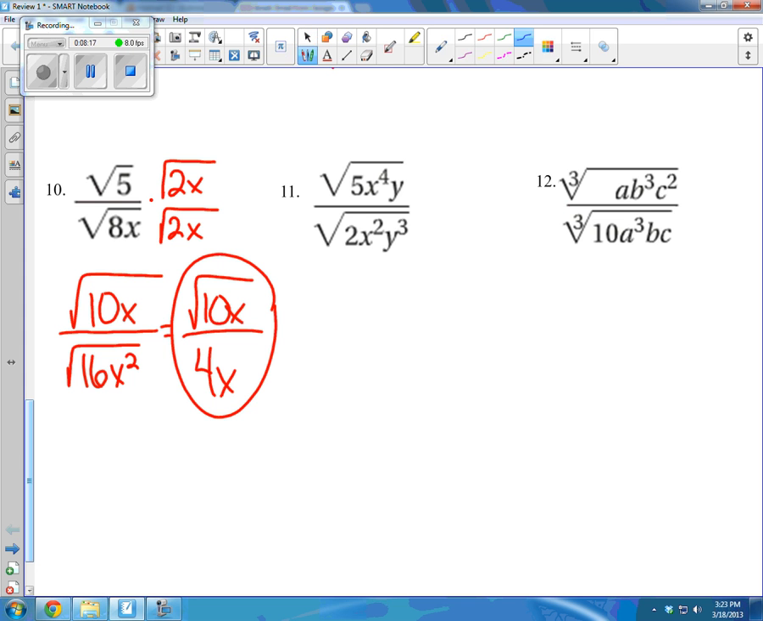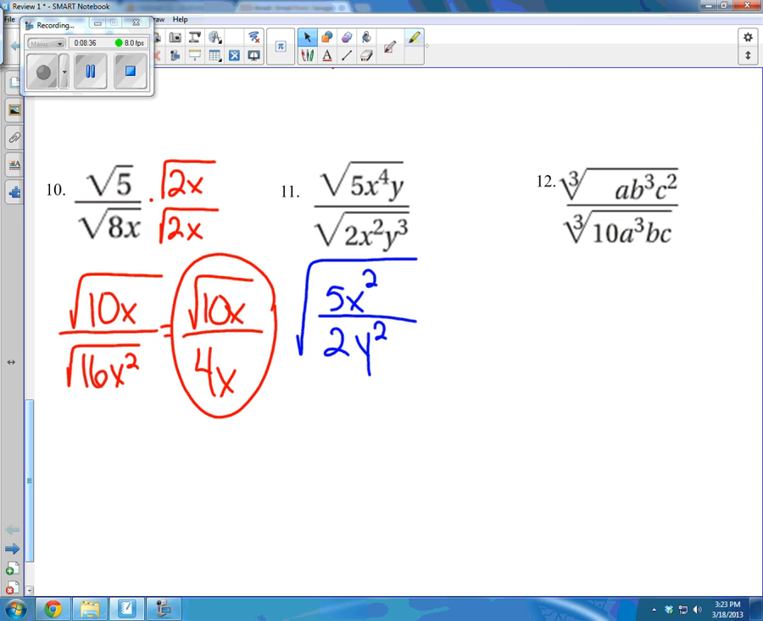The first thing I'm going to do is clean it up. So again, the 5 halves I can't really do anything with. The x's, I can end up with x squared in the top, and the y's, I can end up with a y squared in the bottom. So with that, what I'm going to notice is that my x squared and my y squared can actually come out. I'm going to wait to take it out, and I have to fix my 2 though.